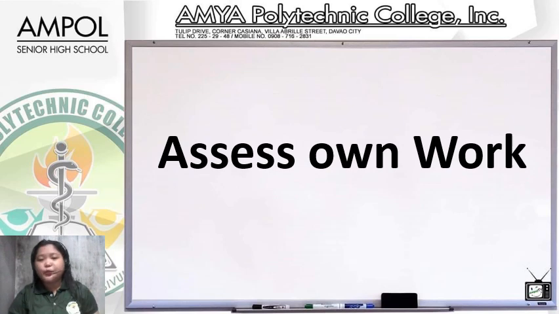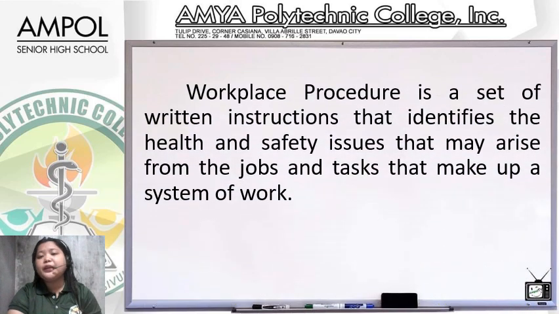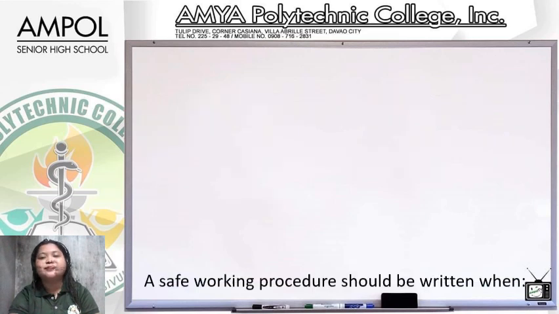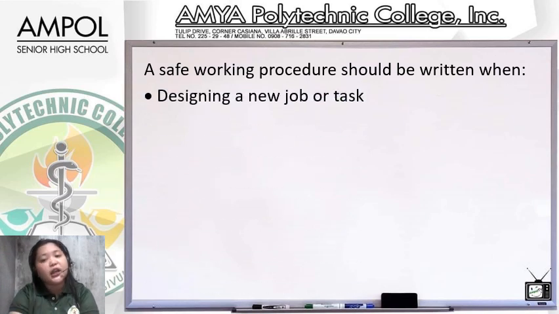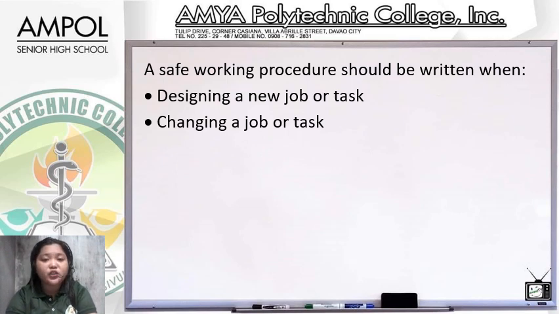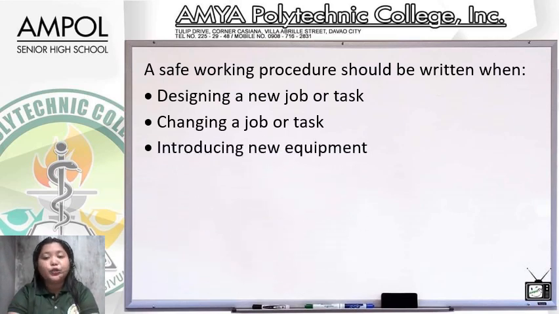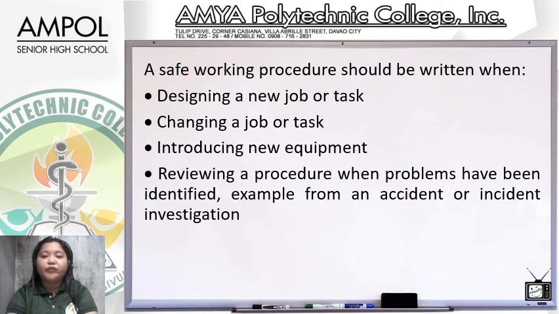Now we are going to proceed to assessing your own work. How are you going to assess your own work? When you say workplace procedure, it is a set of written instructions that identifies the health and safety issues that may arise from the jobs and tasks that make up a system of work. A safe working procedure should be written when designing a new job or task, changing a job or a task, introducing new equipment, or reviewing a procedure when problems have been identified, for example from an accident or incident investigation.